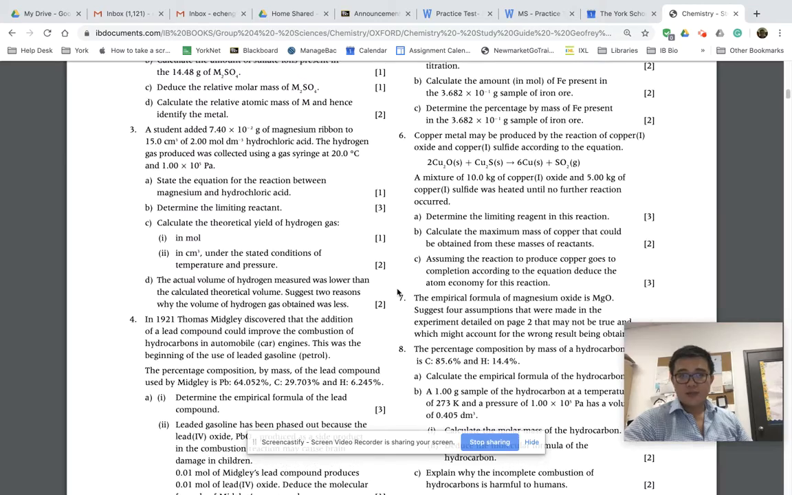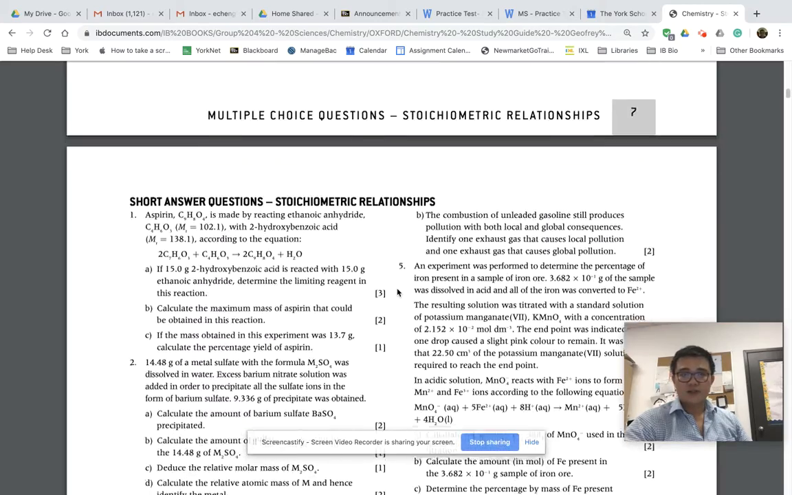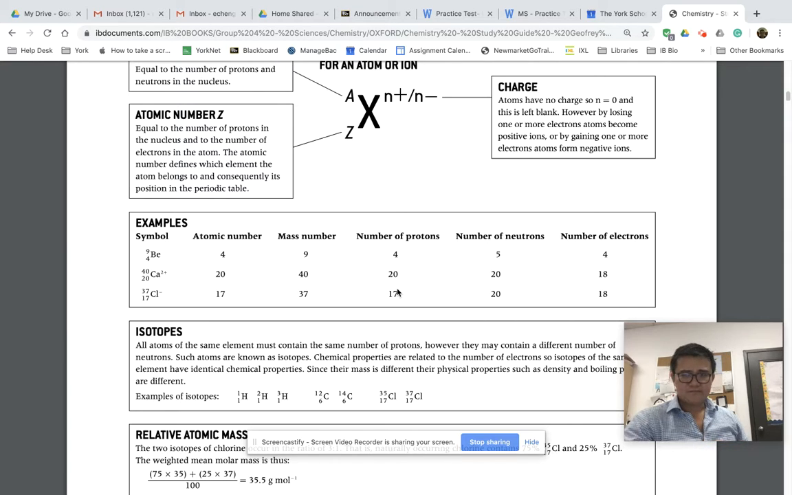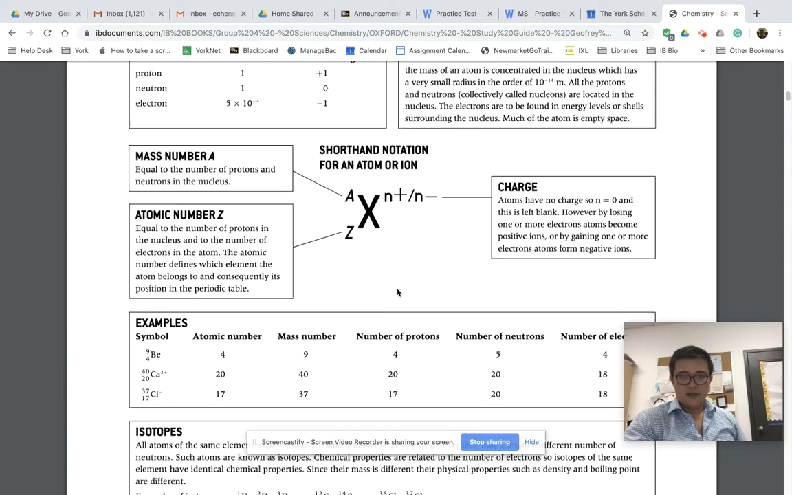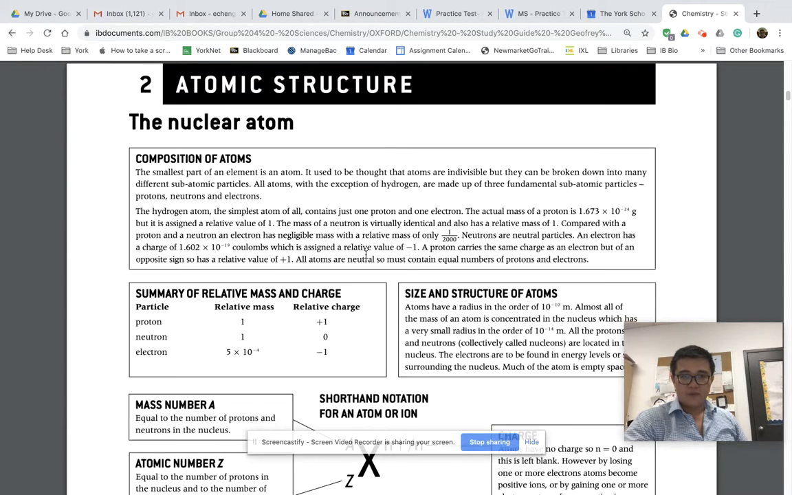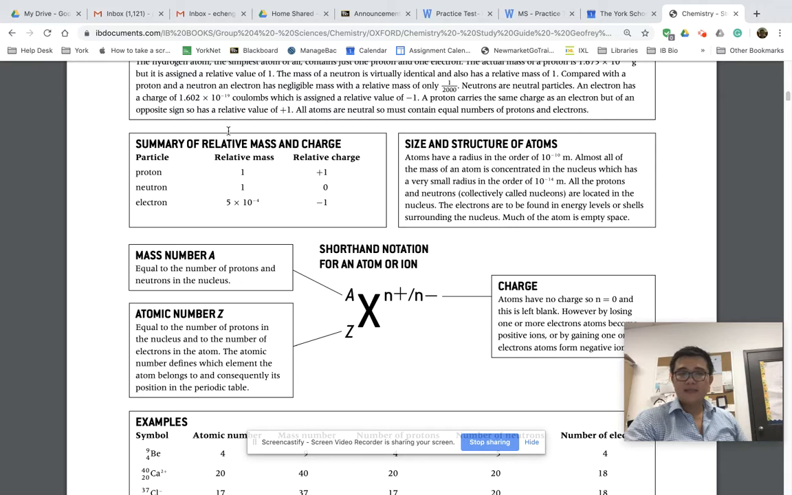By the way, in your study guide, there are a number of questions here, which is not a bad idea to practice. However, at this point, you might not have learned quite a bit yet. So, the nuclear atom, what an atom is made of. Again, that's a review. We talked about this in class before about atoms, protons, neutrons, electrons, the size of it, the structure of it.